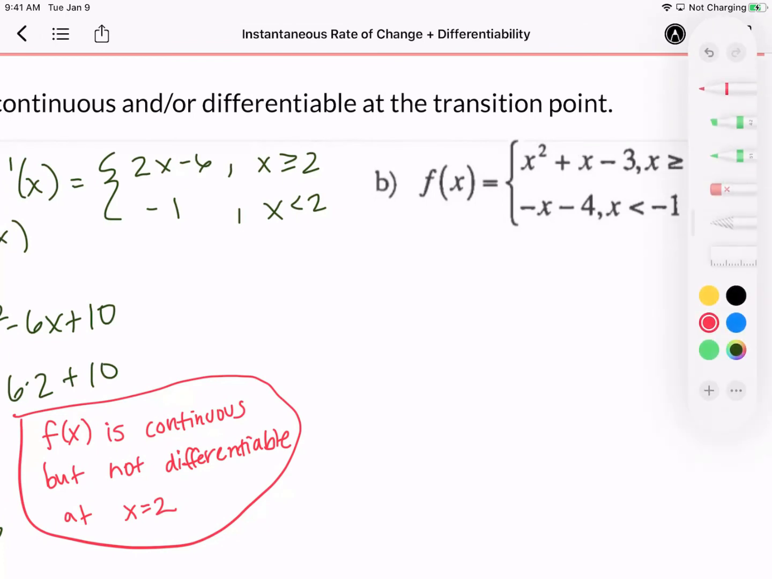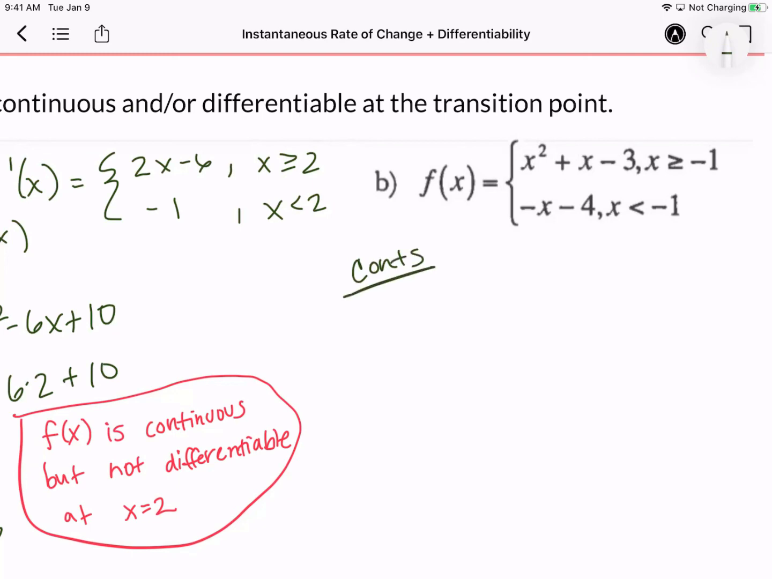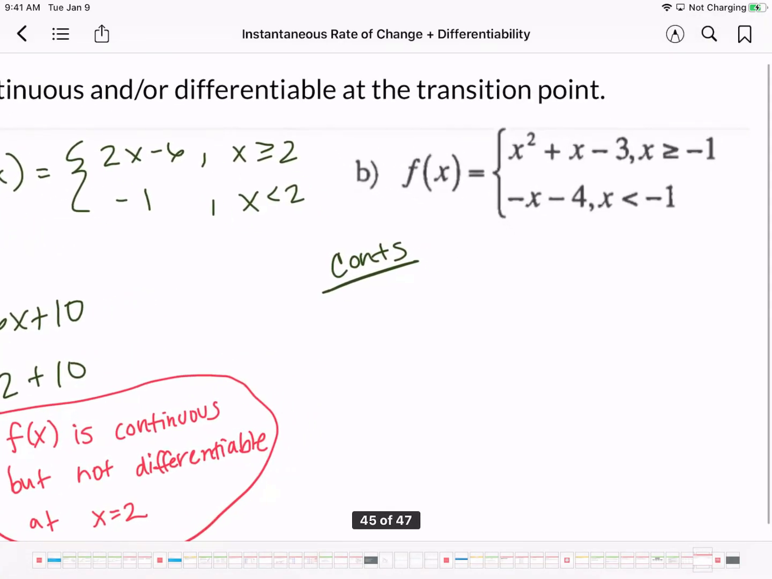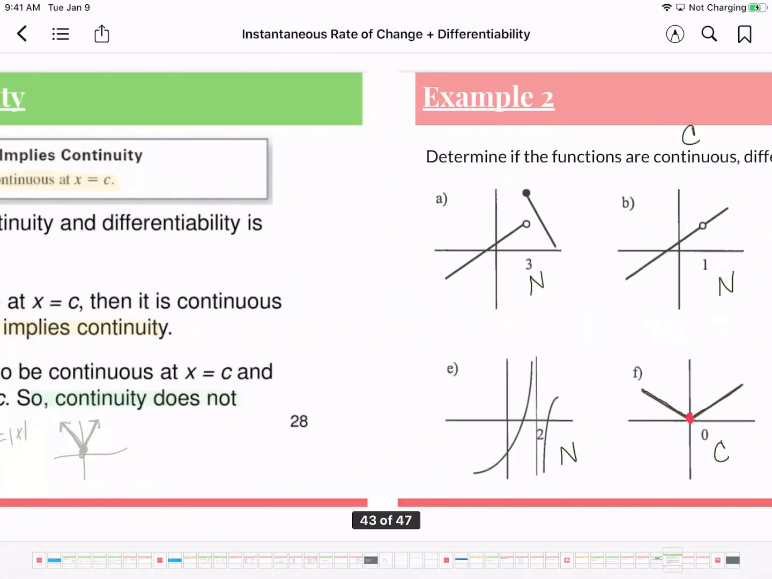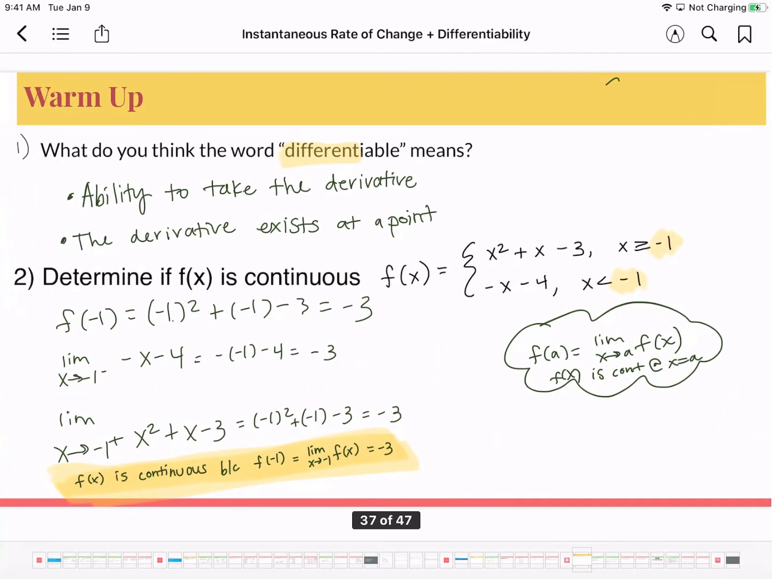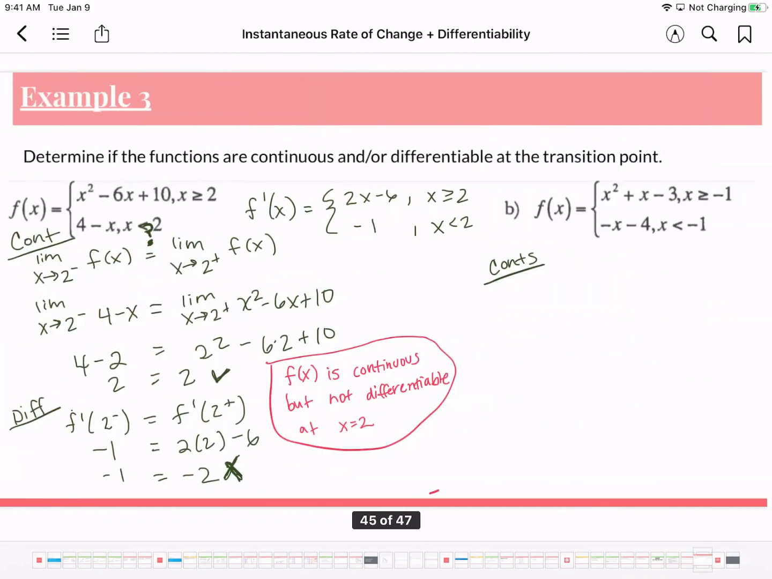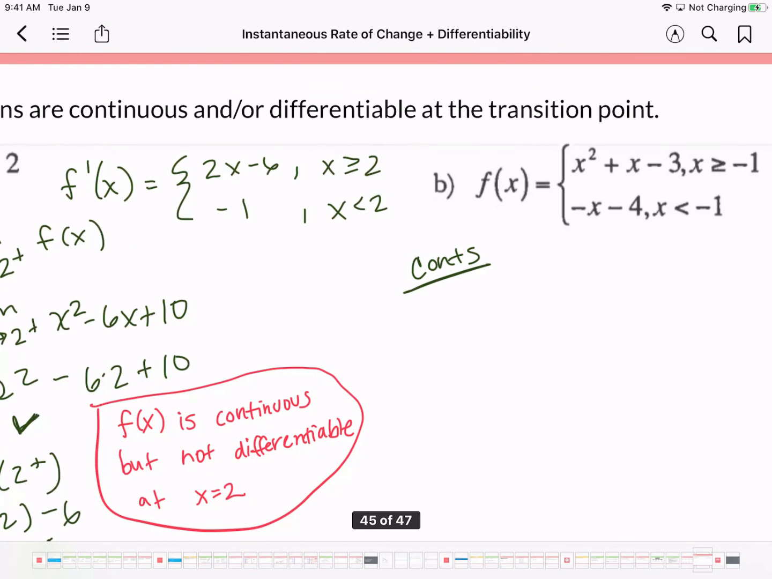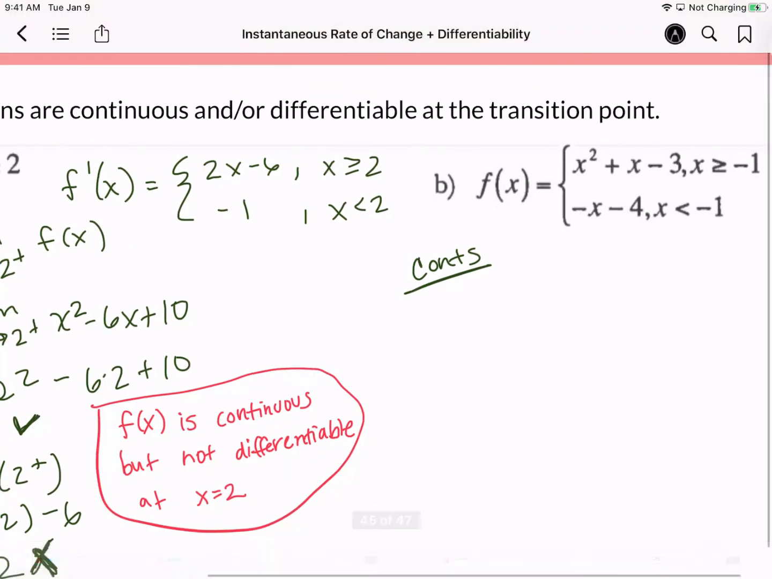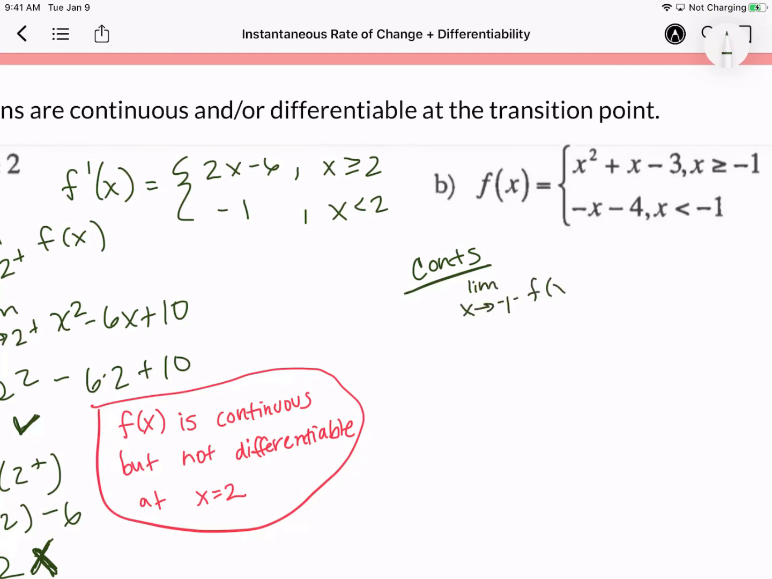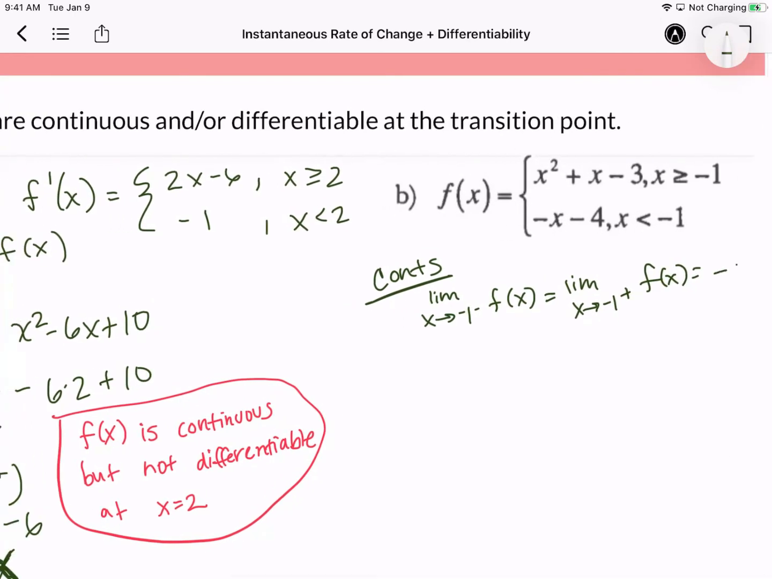Okay, part B. This B equation looks familiar. We already proved that this was continuous. This is the same problem from the warm-up. So it is continuous because they both equal 3. Awesome, that saves us some work. So I know that the limit as x approaches -1 from the left of f of x equals the limit as x approaches -1 from the right of f of x equals -3. So it's continuous.